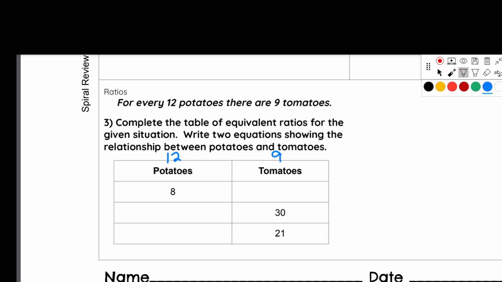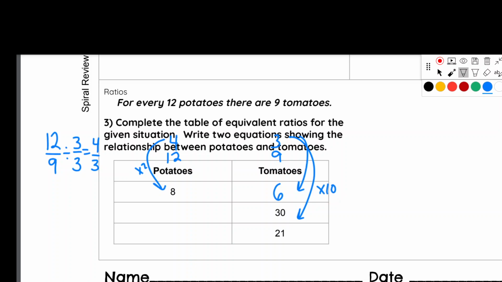And I'm on the side here going to scale this to largest possible units. I can divide both of these by 3, which will give me a ratio of 4 to 3, which should make it easier for me to complete this table. So 4 times 2 is 8, and 3 times 2 is 6. And 3 times 10 is 30, and 4 times 10 is 40. And 3 times 7 is 21, and 4 times 7 is 28. The table is complete. Now I need to write my equation showing the relationship between the two parts of the ratio, potatoes and tomatoes.